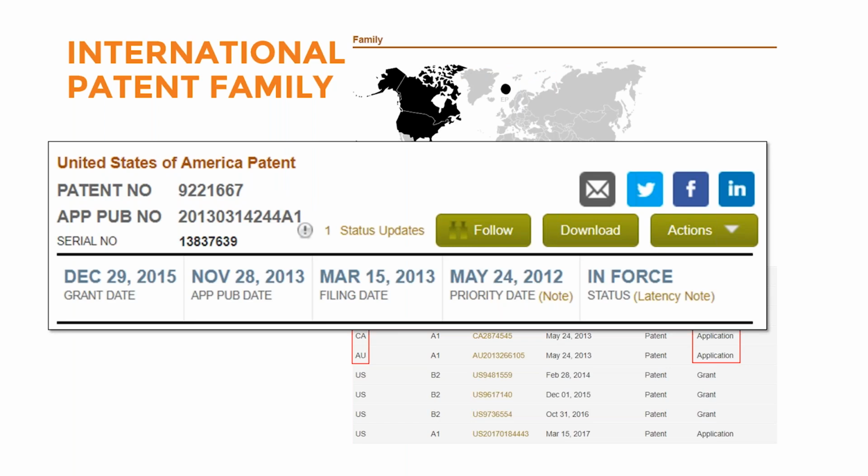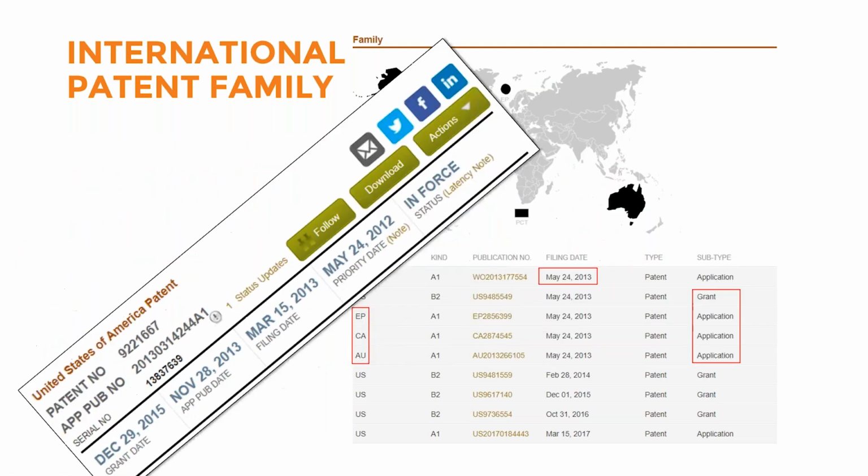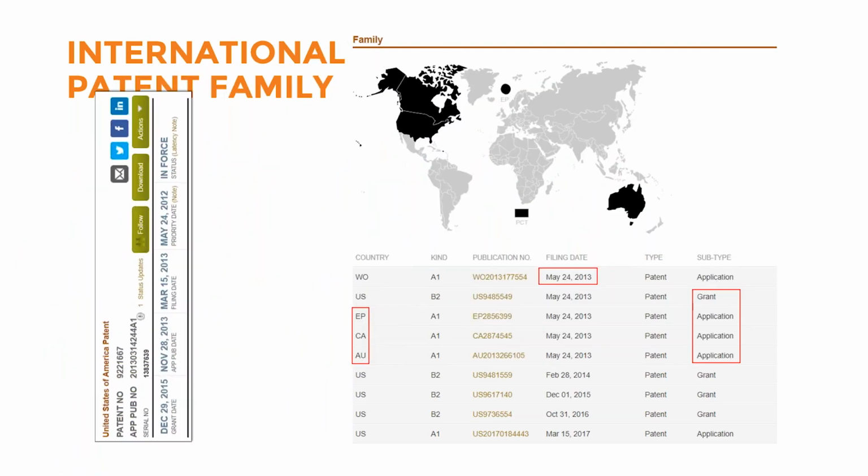So from an international perspective, we start with, well, what does the family look like? So we've got a patent here. We've got a granted U.S. patent, granted in 2015, filed in 2013, priority back to a provisional in 2012. And then we can take a look at what that patent's family looks like. So we can see its international spread on the map here. Sometimes the lists are just as useful.